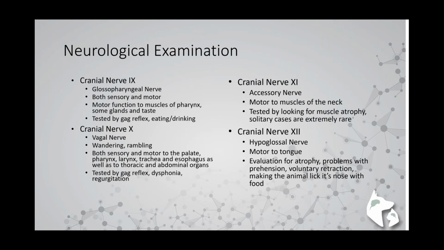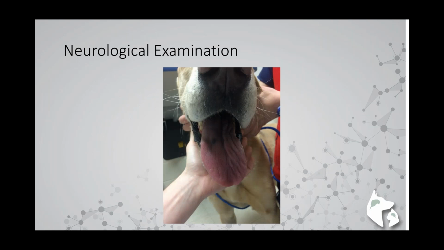Finally, we have cranial nerve 12, so your hypoglossal nerve. This is the nerve that provides motor innervation to your tongue. So you do want to open these patients' mouth, look at their tongue, watch them eat, watch them lick their nose, make sure that there's not one side that seems to be atrophied or shrunken, make sure that they're able to eat and drink and do those kinds of normal activities. Asking the owners if they're able to eat well at home can also be really helpful. So this is a good example of a patient that has atrophy of the left side of the tongue. So cranial nerve 12 on that left side is not working for this patient.